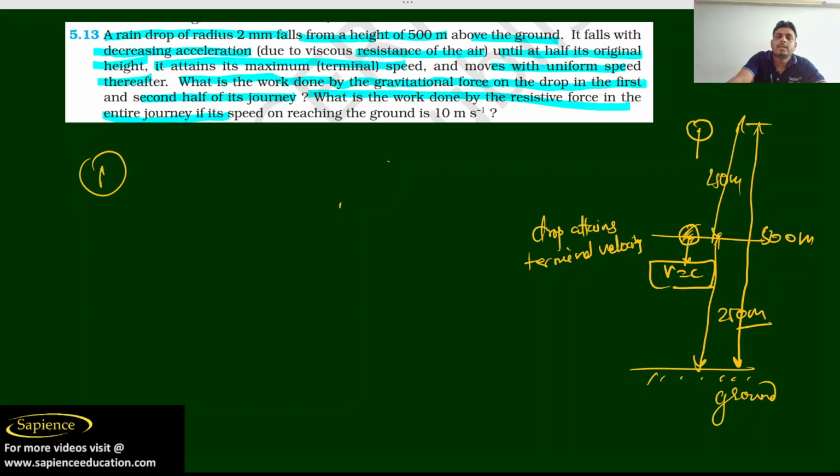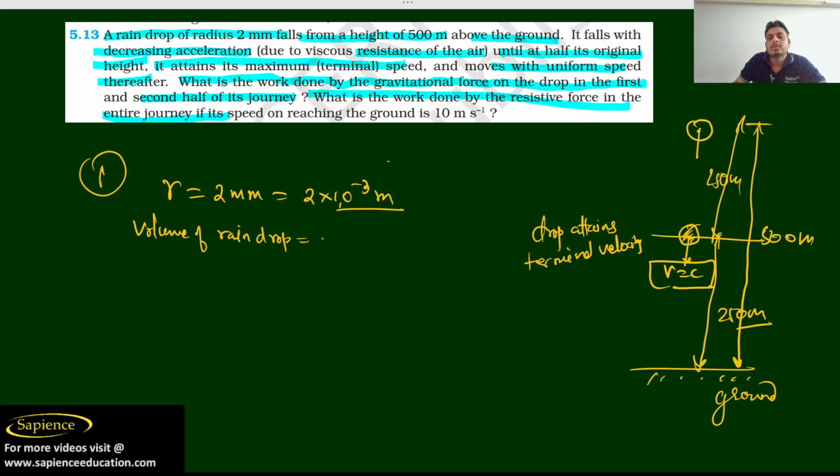So can you find the mass of the raindrop? See here, the radius of the raindrop is 2 mm. Can we write here 2 into 10 power minus 3 meter? So what will be the volume of the raindrop? This will be 4 by 3 into pi into r cube, so 4 by 3 into pi into 2 into 10 power minus 3, whole cube. This is the volume of the raindrop.